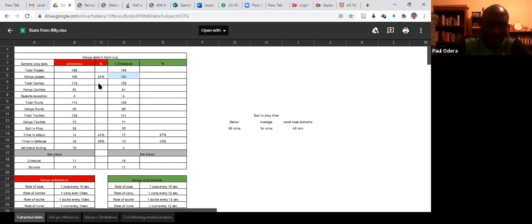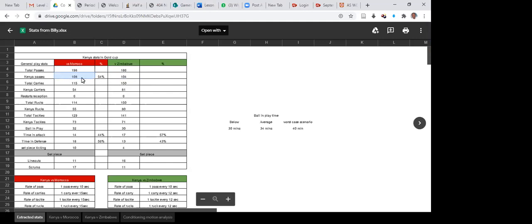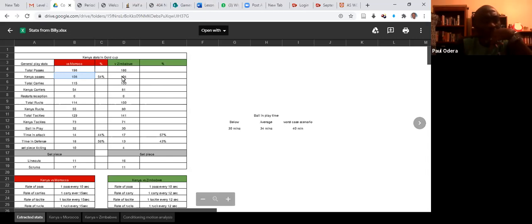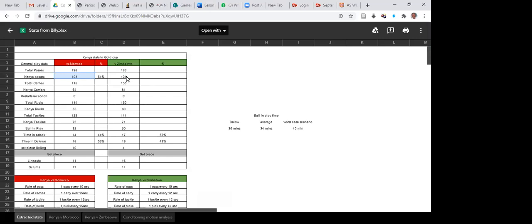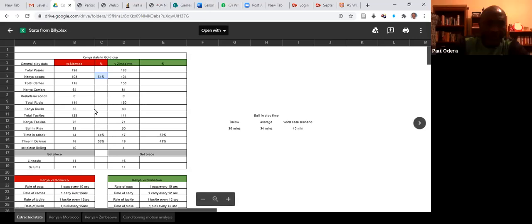Simon, you're the one who loves passing. Yes, I can see the stats there. If you're looking at this as a coach, what did you say about our passing? I can see it's at 54%. Oh, possession. Let's come down here. Look at the total number of passes. There's one pass every 10 seconds against Morocco and one pass every 10 seconds against Zimbabwe.